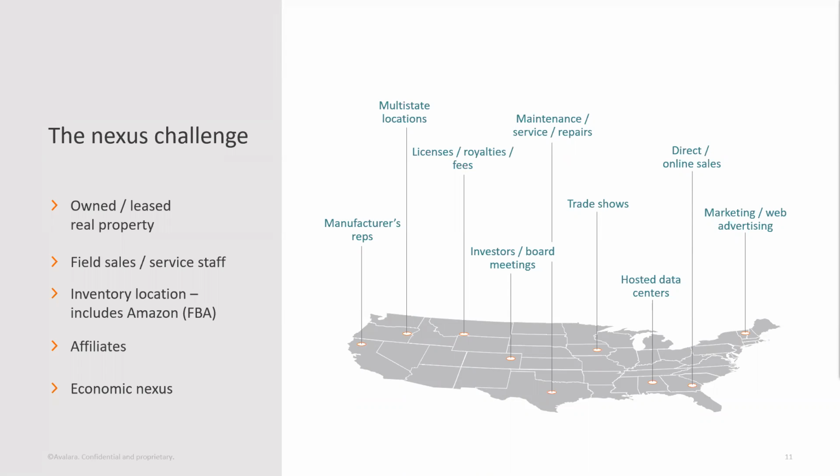And then also, there's what we call economic Nexus. This wasn't really a thing until July of 2018. And Dora, can you get the next one?